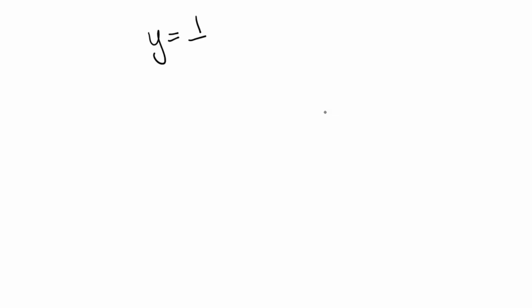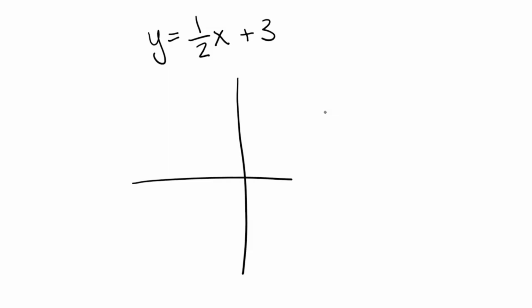If I had y equals 1/2 x plus 3, so the y-intercept is 3, so I would start up here at 3 and put a point. And then the 1 over 2 for the slope means I go up 1, right 2. So I'll go up 1, right 2, put another point. So I usually start with the y-intercept. I always think of that as my starting point. And then the slope tells me which way to go from there.